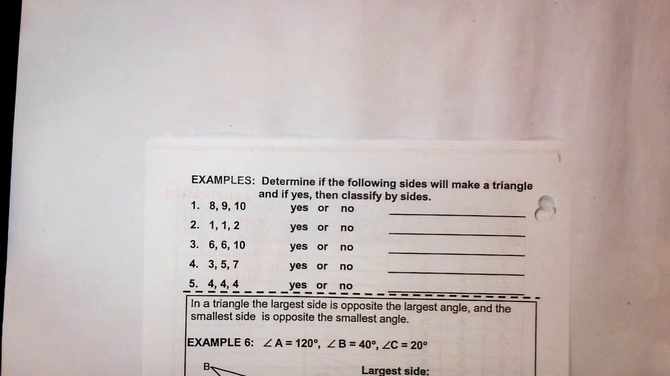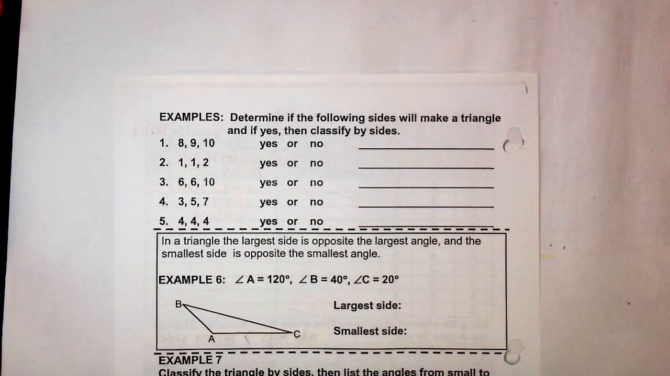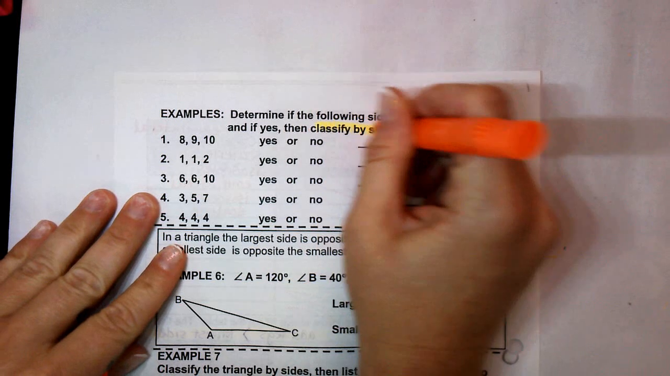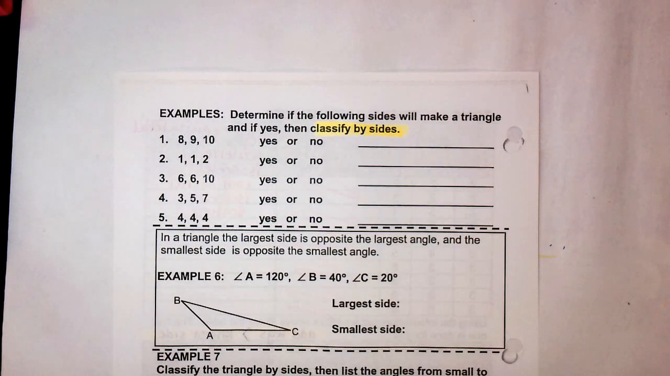We're going to practice a little bit more. I know you're probably tired of practicing these, but they're really not hard. Classify by the sides. So we have several things. We need to determine what kind of triangle we have, and then I need to say yes or no, it makes a triangle, and then I have to classify by the sides. So lots of things.